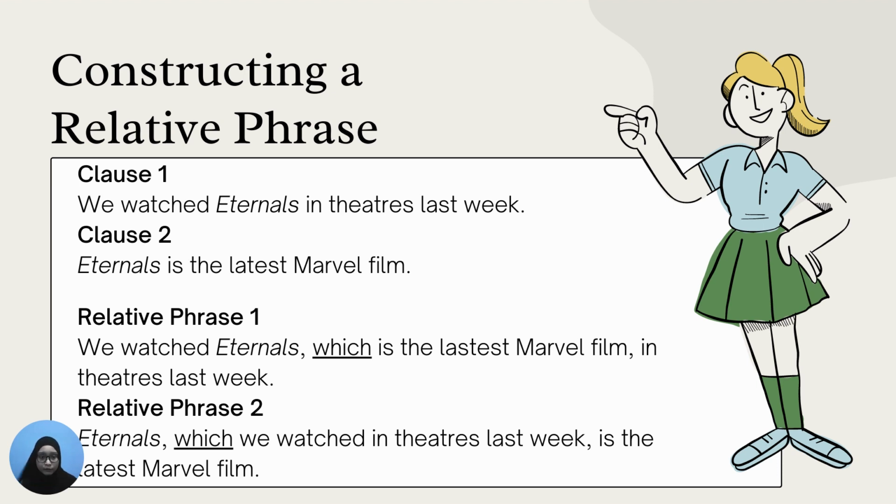When you put it vice versa, it becomes like the example in relative phrase 2. Eternals, which we watched in theaters last week, is the latest Marvel film. Here, you can clearly see that you're more focusing on the fact that Eternals is the latest Marvel film. And clause 1, which we watched in theaters last week, becomes additional information for the listener.